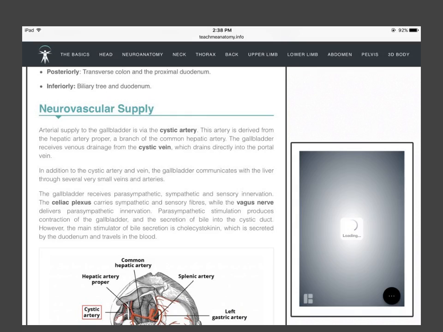Actually, the gallbladder receives parasympathetic, sympathetic, and sensory innervation. The sympathetic and the sensory innervation is through the celiac plexus, while the parasympathetic nerve supply of the gallbladder, which is responsible for the cholinergic effect like bile secretion and the contraction of the gallbladder, is through the vagus nerve. So the vagus nerve, the parasympathetic supply, leads to contraction of the gallbladder and the bile secretion.